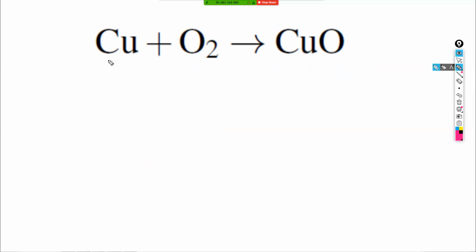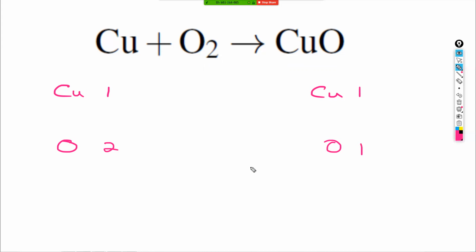All right, so on the reactant side, I have copper, Cu, and I have oxygen. On the product side, I have copper and I have oxygen. So that's a good start. Okay. Now I'm going to look at the subscripts. I have one copper, two oxygens. I have one copper and one oxygen. Coppers match up, and that's good. Oxygens do not.